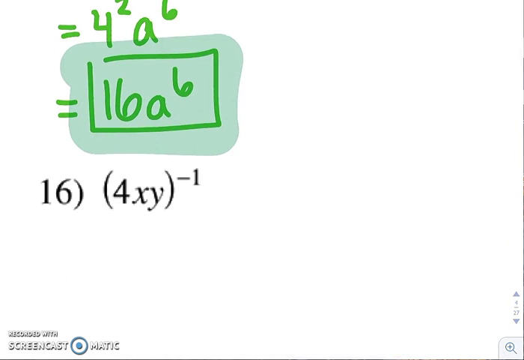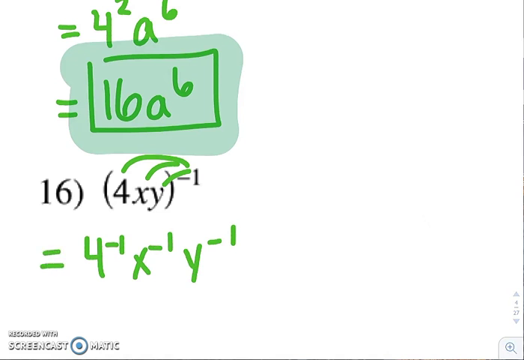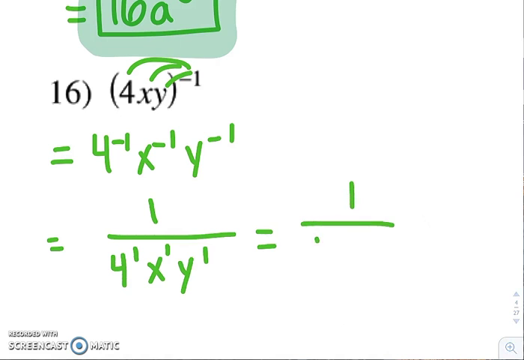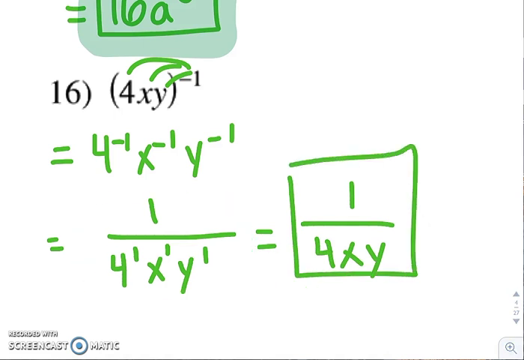All right. 4xy to the negative 1st. Powers on the outside get multiplied right in there to every single thing. And now every single thing has a negative exponent. So we are going to move all of them to the bottom. And you could leave it as that. 4 to the 1st is really just 4. So we could just say 4xy. Really, that would be fine. Also, what we already had there. But that will be good.